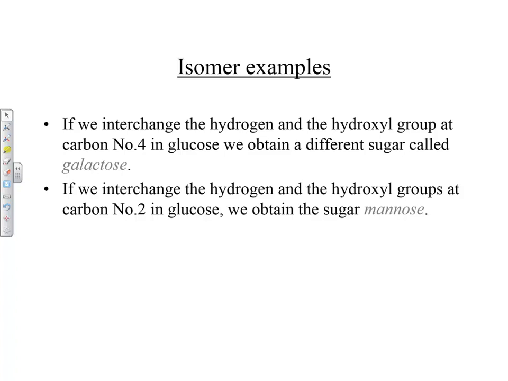So a few examples of isomers, and that gets to your question. For example, if we interchange the hydrogen and the hydroxyl group at carbon number 4 in glucose, we obtain, and you don't have to memorize all this, okay? You're not a student of biology, but this is just for your information. We obtain a different sugar, which is called galactose. And this is the sugar that actually goes into the production of milk. Milk has lactose. That is galactose combined with glucose. I'll show you how they link up. Another example, if we interchange the hydrogen and the hydroxyl groups at carbon number 2 in glucose, we obtain the sugar that is called mannose, okay?